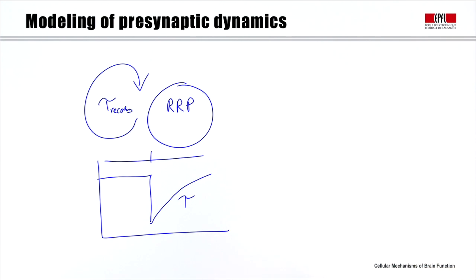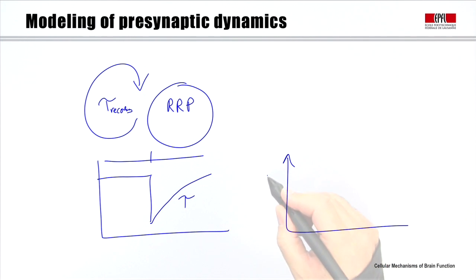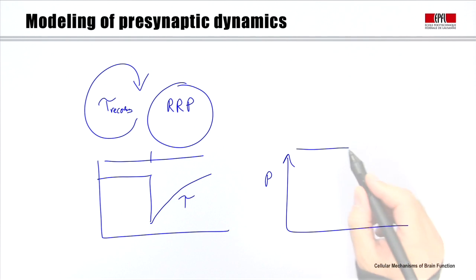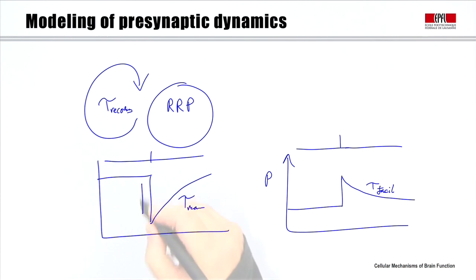Equally, we know that there's a process of facilitation, so that when calcium floods into the presynaptic nerve terminal, then the release probability in response to an action potential goes up. And so if we have an action potential, that then causes an increase in release probability, which we can think of as an increase in the calcium concentration, that again lasts for a given amount of time. So we can think of a facilitation time constant. And so we have two different time constants. We can also have, of course, different amplitudes for these effects.